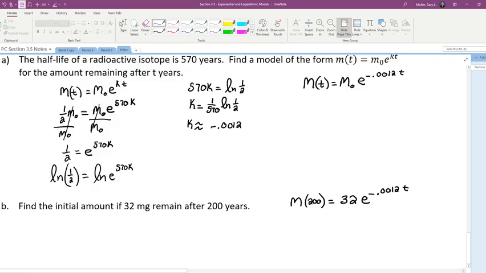So we're going to have quite a bit more than half. We're going to probably lose about a fourth or so, but let's find out the exact amount. So let's plug in 200. And we get e to the negative 0.0012 times 200.